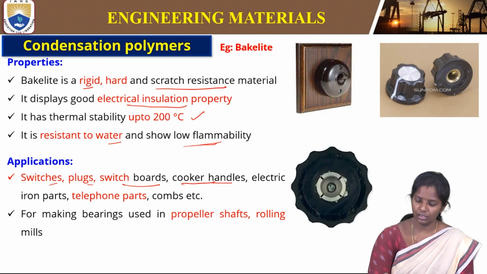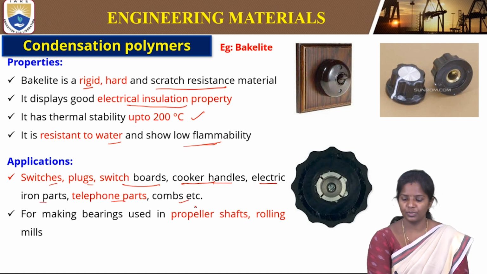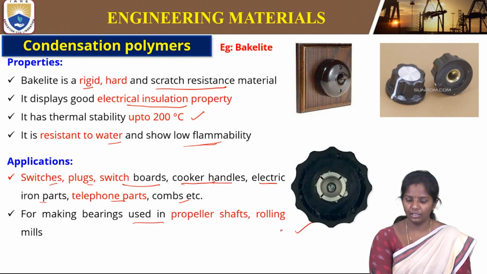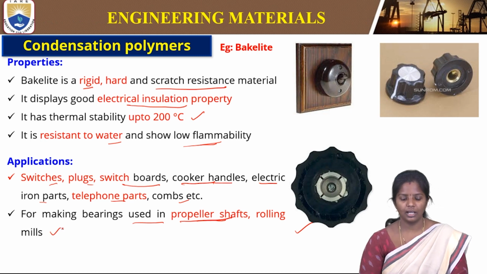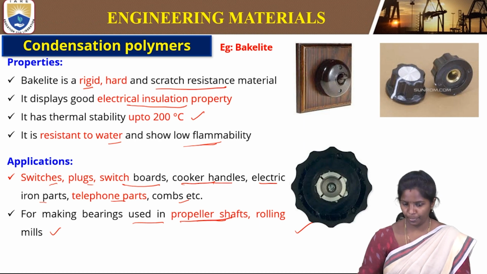It is also used in electric iron parts, telephone parts and homes. So these are good examples, and it is also used as a bearing for propeller shafts and rolling mills. So these are the examples or the applications of bakelite resin.